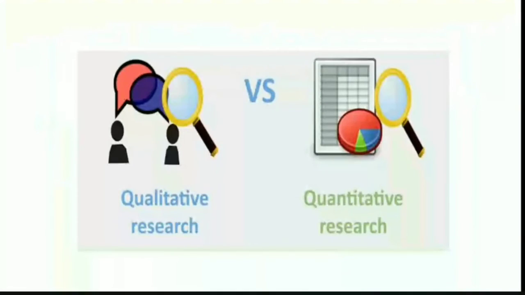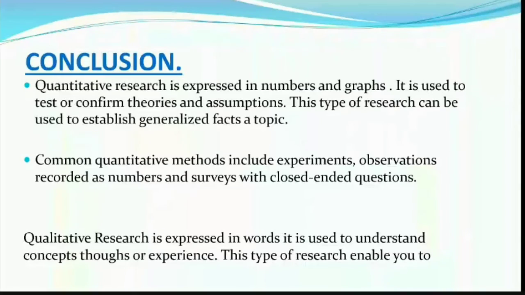Conclusion. Quantitative research is expressed in numbers and graphs. It is used to test or confirm theories and assumptions. This type of research can be used to establish generalized facts about a topic. Common quantitative methods include experiments, observations recorded as numbers, and surveys with closed-ended questions.